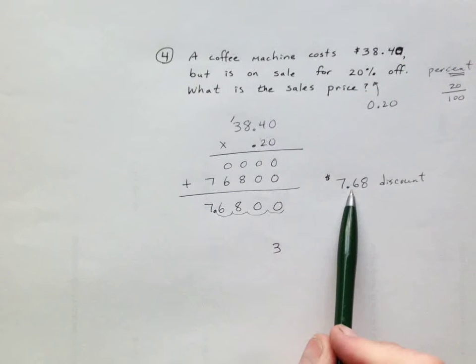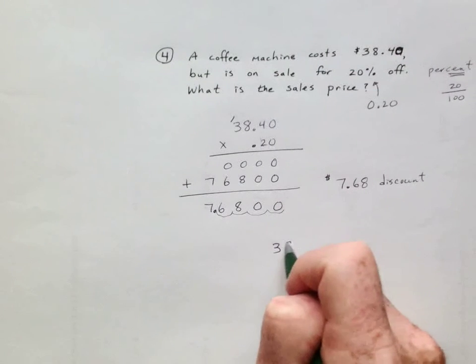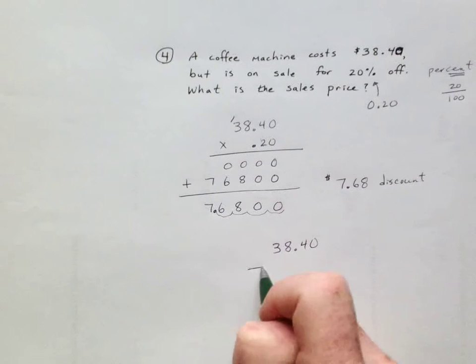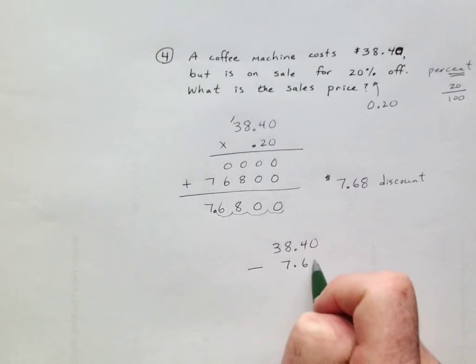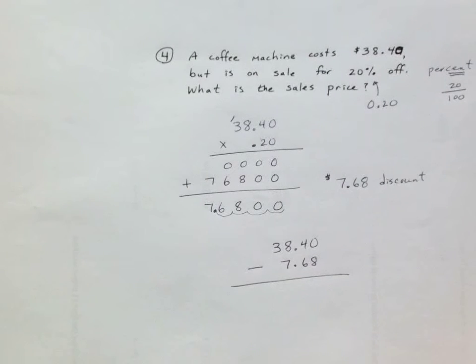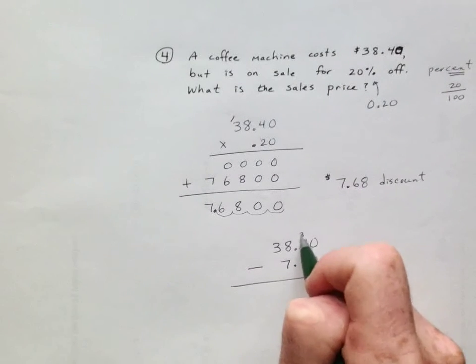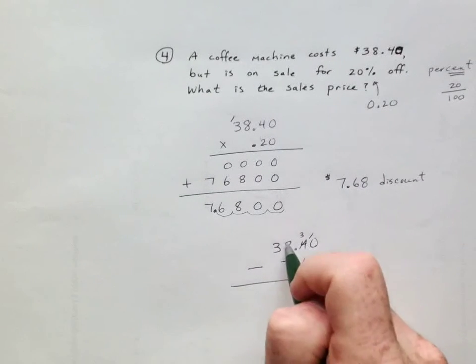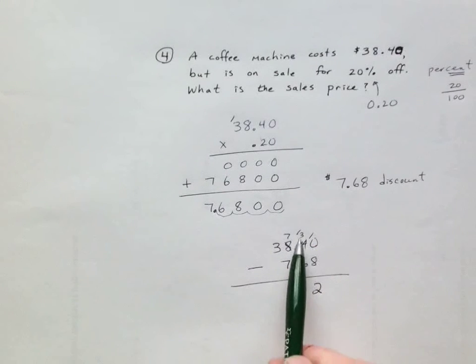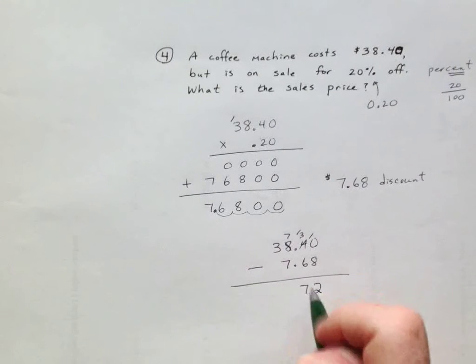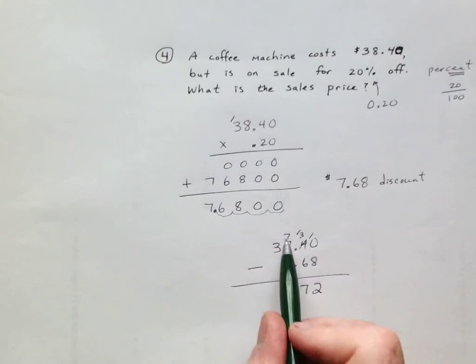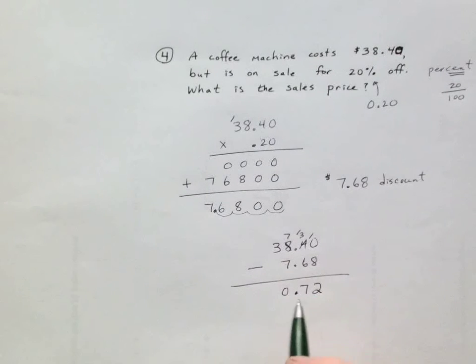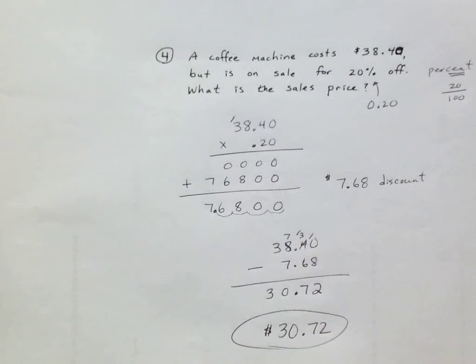So it's a $7.68 discount. So take $38.40 and we need to subtract $7.68. Well, then I need to borrow. So this is going to be 10 minus 8 is 2. Also, I need to borrow again. So this will be 13 minus 6 is 7. Carry down the decimal point. Here, 7 minus 7 will be 0. And then 3 minus nothing. So finally, the coffee maker cost $30.72.